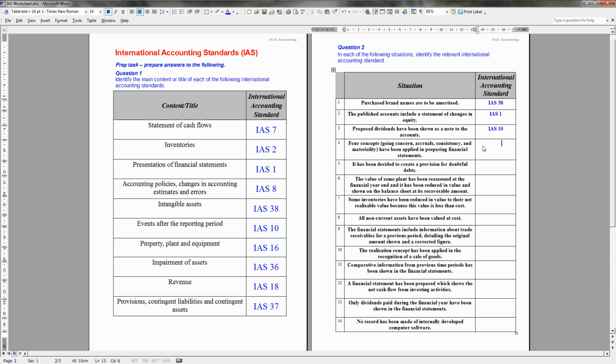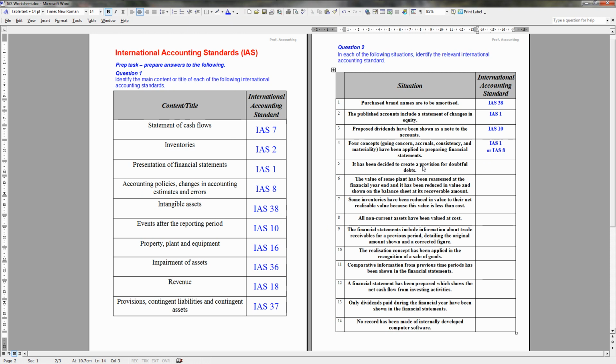Okay, 5. It has been decided to create a provision for doubtful debts. We all know what that is, so we should know what that is. Provision. Also, it is kind of emphasised to now call this an allowance for doubtful debts. But I think it's frowned upon a little bit because it takes away the key word, which is provision. And the key word is provision because which accounting standard has provision in it? There it is. It's IAS 37. So that is IAS 37 to create a provision for doubtful debts.